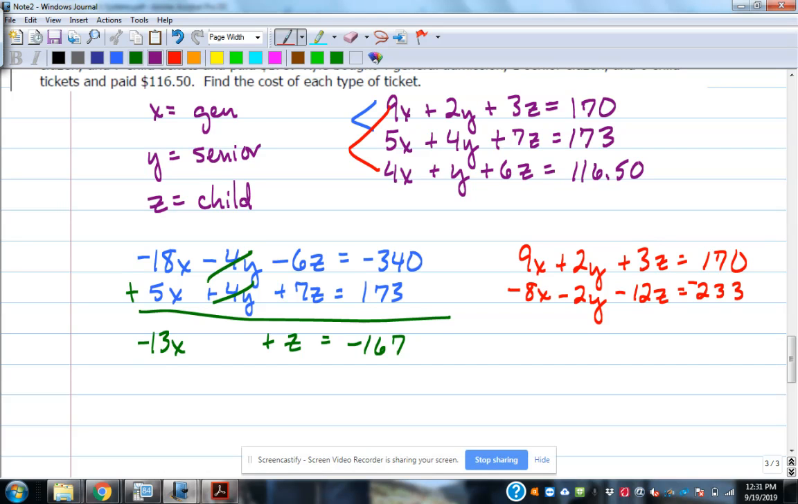Now, when I add those two together, it works out pretty nice here. You get the y's canceling. You get x minus 9z is equal to how much?